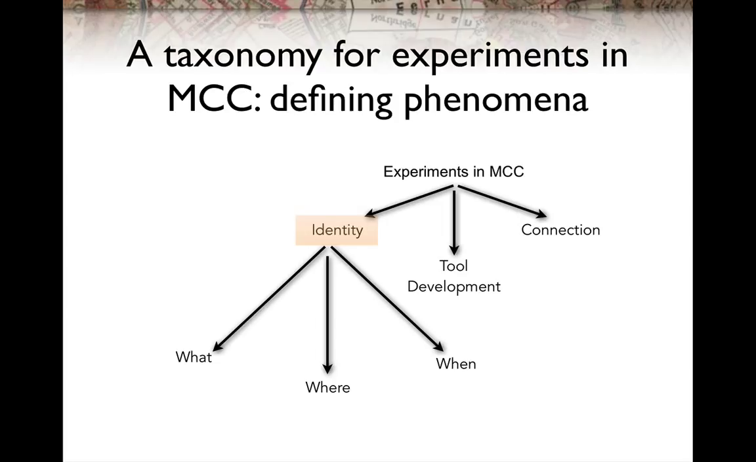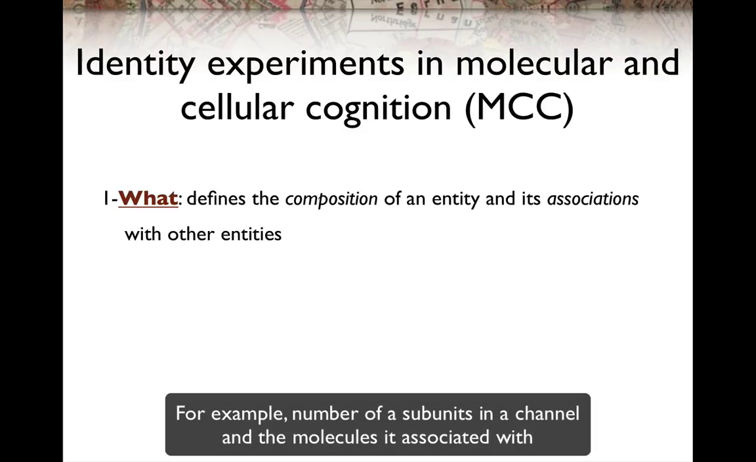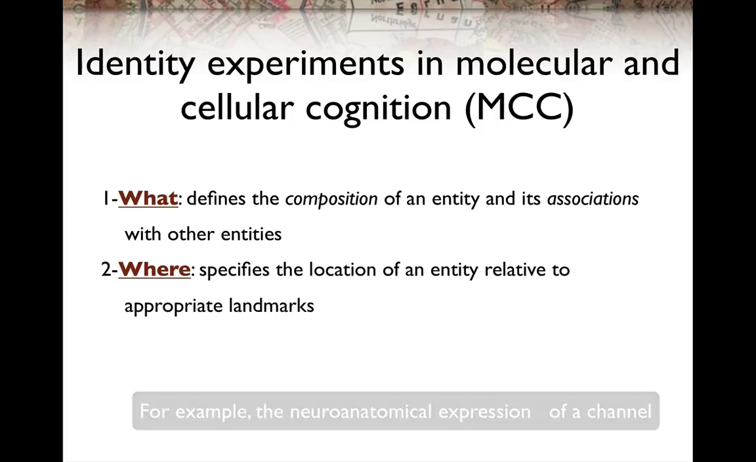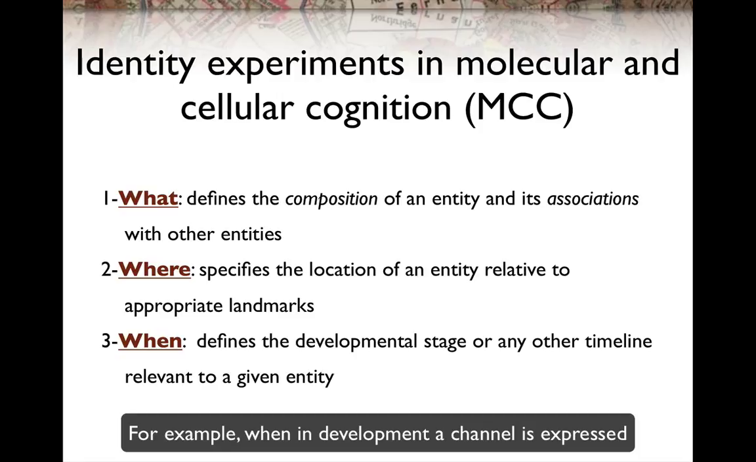Finally, we will talk about identity experiments designed to characterize individual phenomena. There are at least 3 different types of identity experiments: what experiments, where experiments, and when experiments. What experiments are designed to define the composition of an entity and its association with other entities. Where experiments are designed to specify the location of an entity relative to appropriate landmarks. For example, neuroanatomical experiments that define where a channel is expressed. When experiments define the developmental stage or any other timeline relevant to that phenomenon. For example, when experiments will find out whether a channel is expressed in development or in the adult.